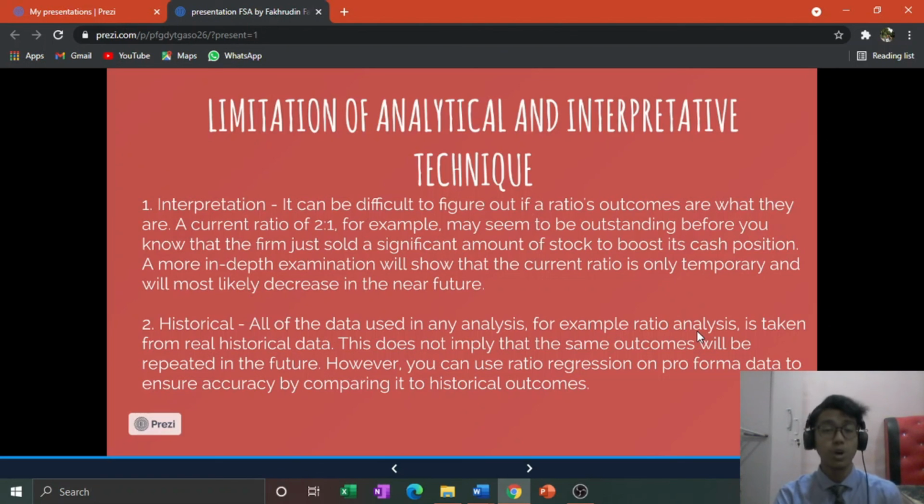As we all know, all of the information used to analyze a financial statement, for example ratio analysis, is taken from historical data. This is not to say that the same results will occur again in the future. However, by applying pro forma data to historical outcomes, you can use ratio regression to ensure precision.